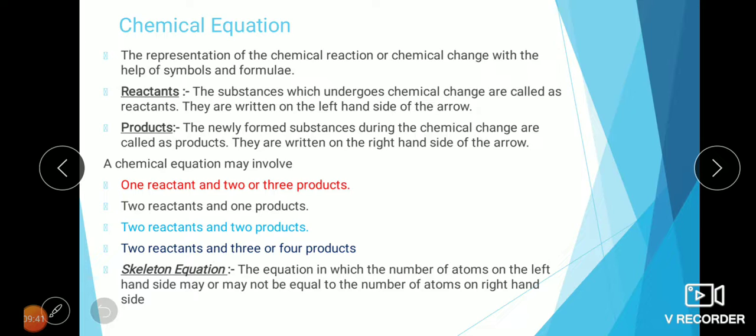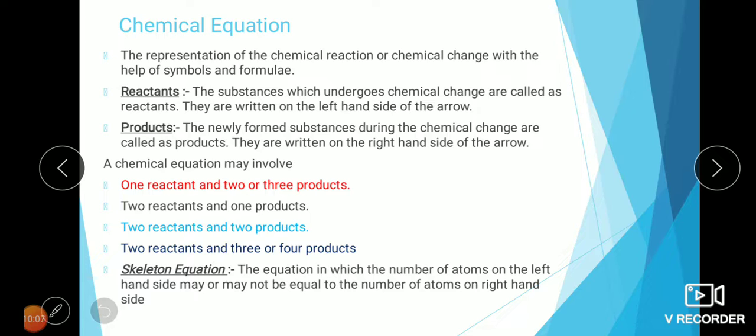Now what is a skeletal equation? It is an equation in which the number of atoms on the left hand side may or may not be equal to the number of atoms on the right hand side. That means the number of atoms on the reactant side may or may not be equal. For example, the first example which I taught you today, while starting with the chemical equation: NaOH plus HCl gives NaCl plus water.